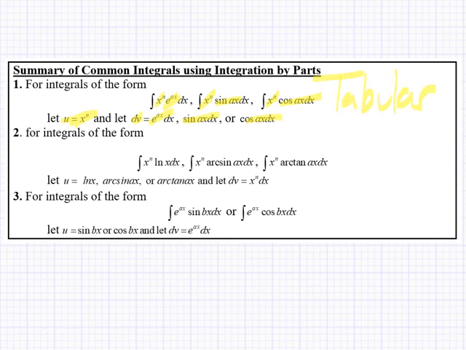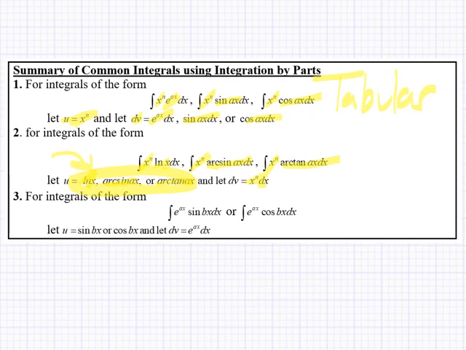Another one you'll see is a power function times log, a power function times arc sine, power function times arc tan. In this case, you're going to reverse it. Your u is going to be the log or the arc sine or the arc tan, and your dv is going to be the power function. The reason for this is that these are easier to differentiate than they are to integrate. So that's why we choose those to be our u's.